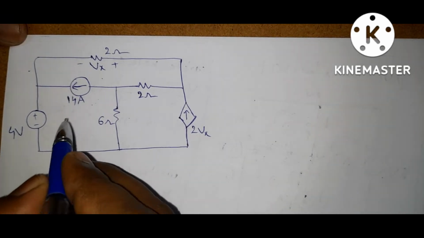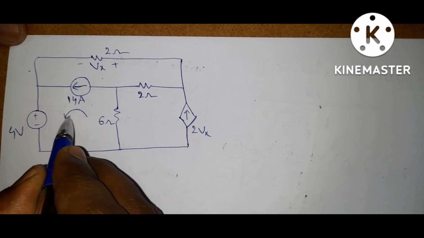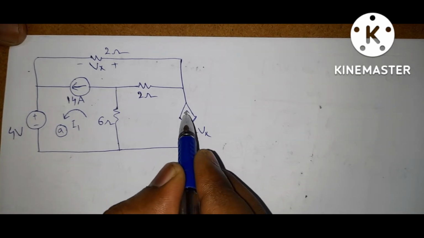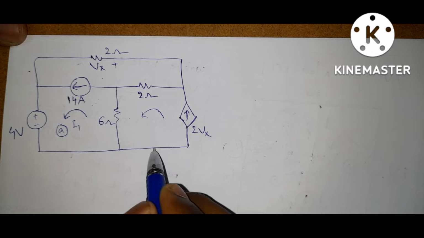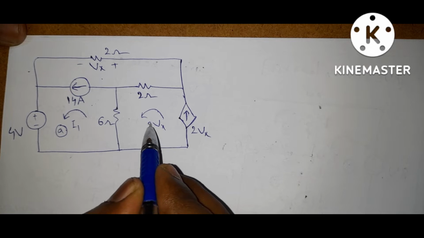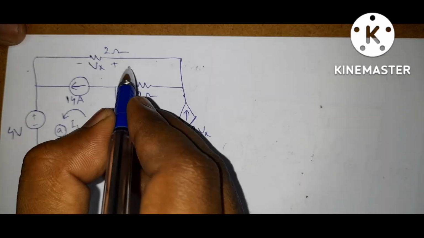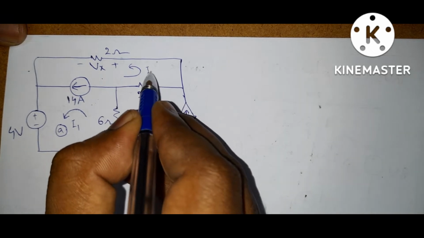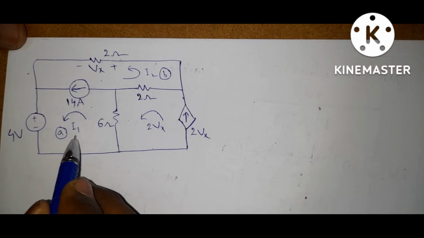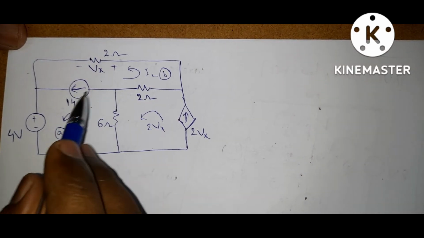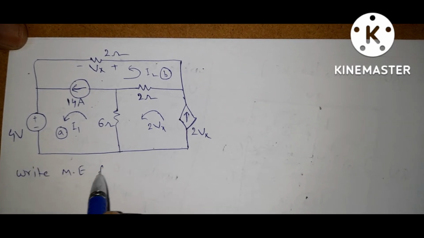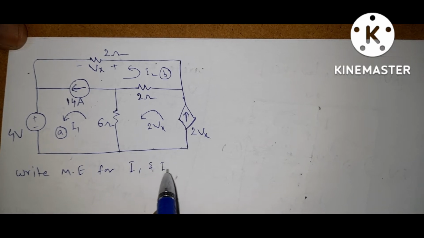So I am taking the currents like this. For this loop, I am taking the current as I1 in the counterclockwise direction. This branch current indicates this loop current, so this is 2Vx. For simplicity, I am taking this in the counterclockwise direction. Here also I am considering I2 in the counterclockwise direction. Now write the mesh equation for I1 and I2, because this is the supermesh.